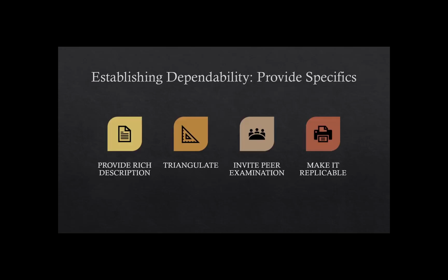Establishing dependability is all about providing specifics. Rich description, as in the case of qualitative data collection, is a great way to do this. As with the other paradigms, triangulation and peer review are also a great way to establish dependability. And importantly, other researchers must be able to replicate your study given the instructions that you provide.